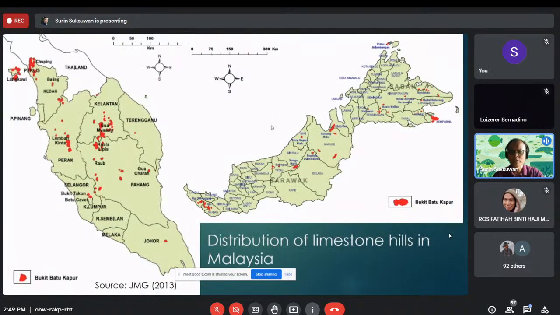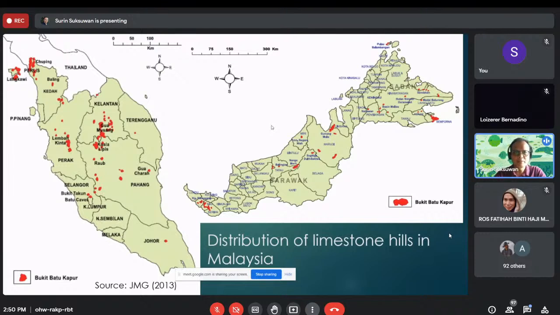Looking back again at the distribution of limestone hills in Malaysia, I think Jaime did share a similar map. This particular map I picked from JMG, or Jabatan Mineral and Geoscience, and I like this one because it shows both Peninsular Malaysia and the states of Sabah and Sarawak. So you can get an overview.